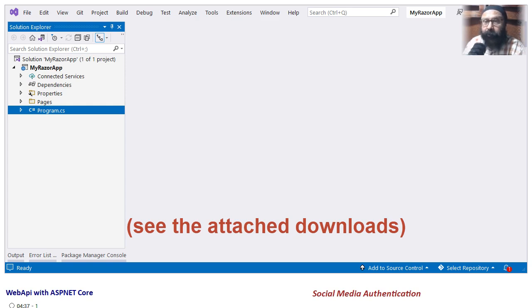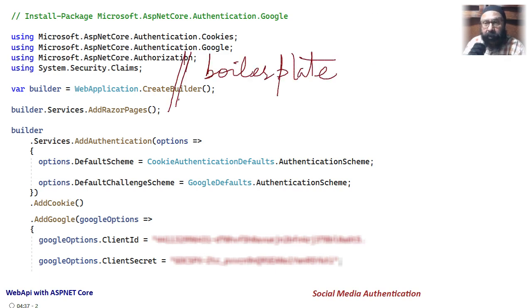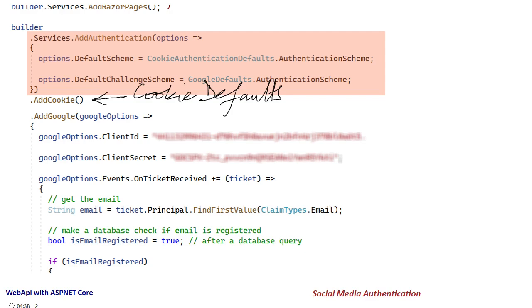Open the Solution Explorer and locate the program.cs file. Double-click to open it so that we can examine the code. You will have to install this NuGet package for the code to compile. Then we have the namespaces and the usual calls to create builder and add razor pages. Authentication service is configured next with the default scheme and default challenge scheme set to cookies and Google exactly as shown. The call to add cookie configures various cookie defaults.